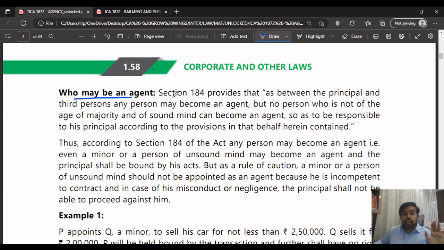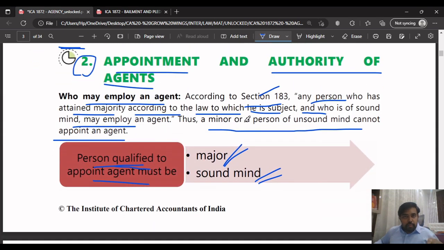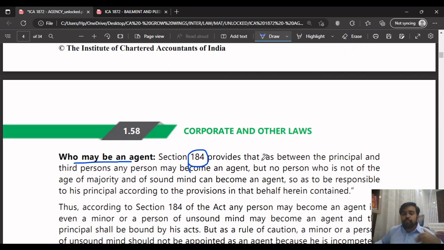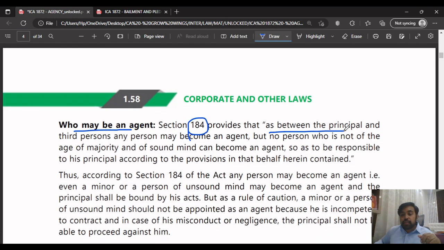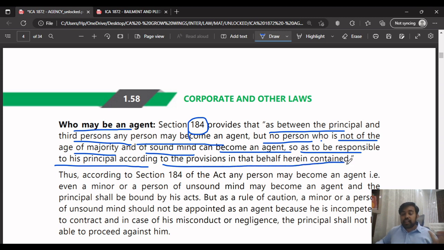What are they telling? Who may be an agent? Now the question came: who can be an agent? Section 184. Just remember like this: principal means your CA principal, and agent means you. Who may be the agent? As between the principal and third persons, any person may become an agent, but no person who is not of the age of majority and of sound mind can become an agent who has to be responsible to his principal according to the provisions therein contained.